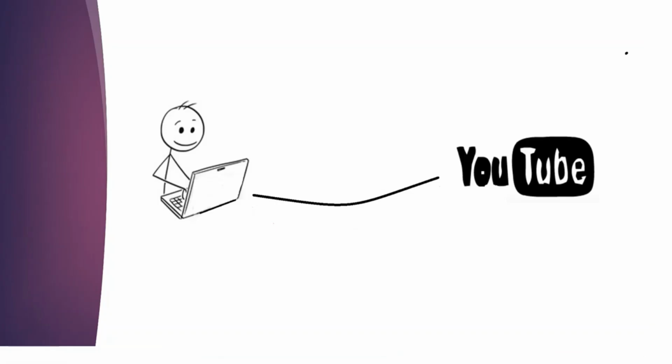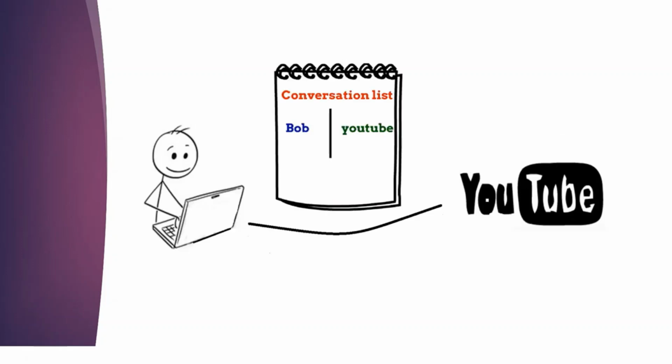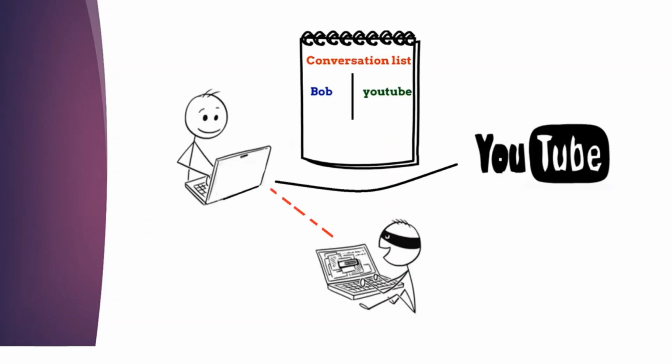In addition, a firewall also keeps track of which website you are currently using. Take, for example, how you're watching this video on YouTube. Your firewall maintains a conversation list which contains the name of the computer and the name of the website that you are currently viewing. Now consider a hacker who has hacked into your internet connection.